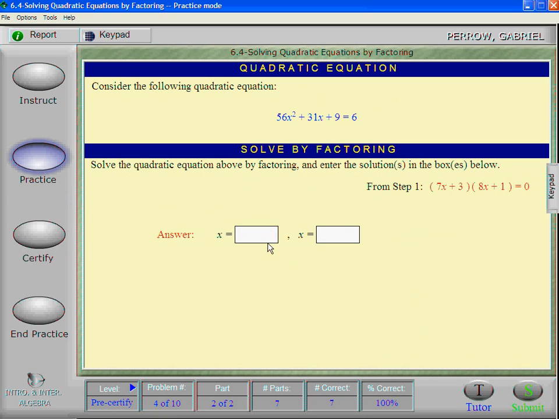I only have moments left before I run out of time here, so just so you know, negative 3 over 7 is what you'll get when you solve the first factor set equal to 0, and negative 1 over 8 will be your answer for the second one.